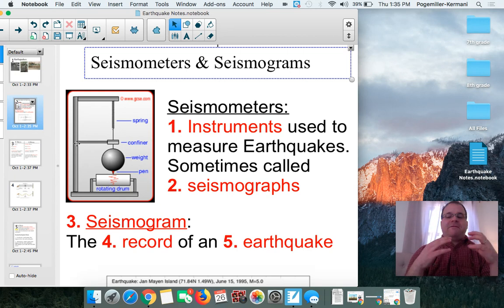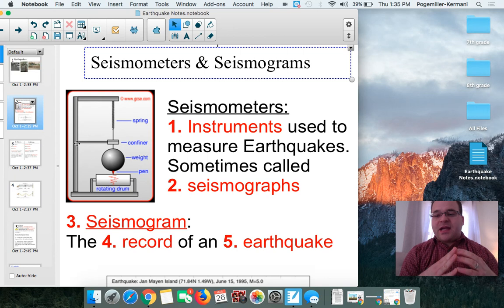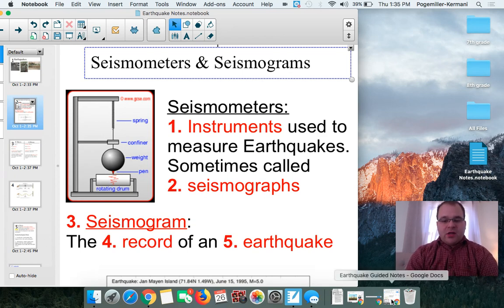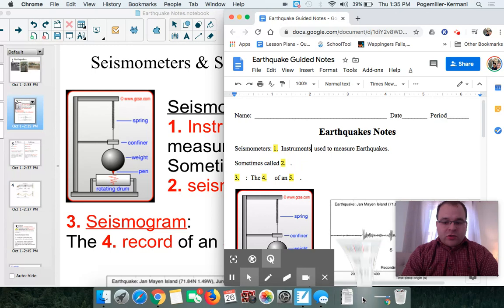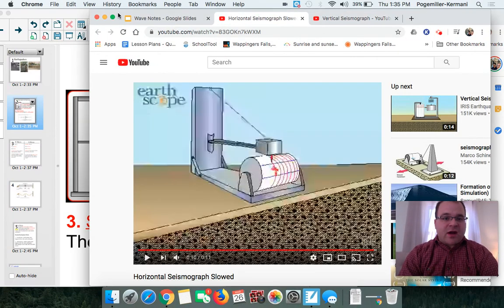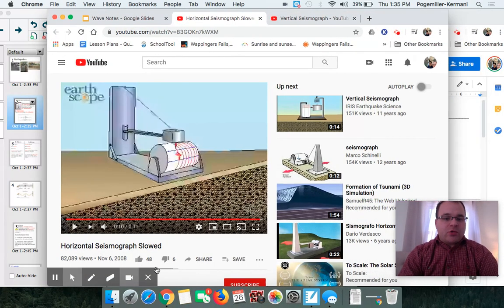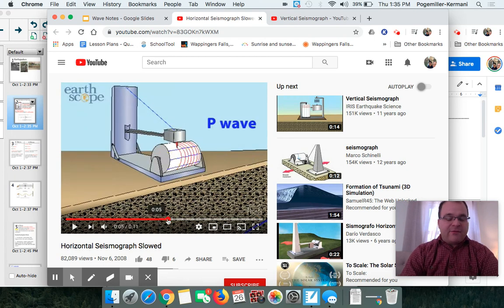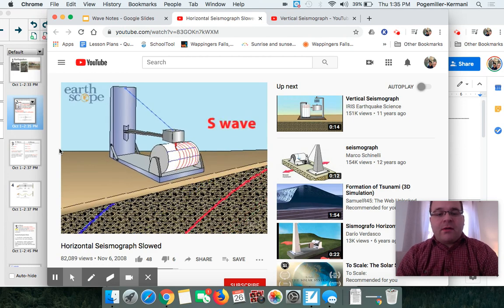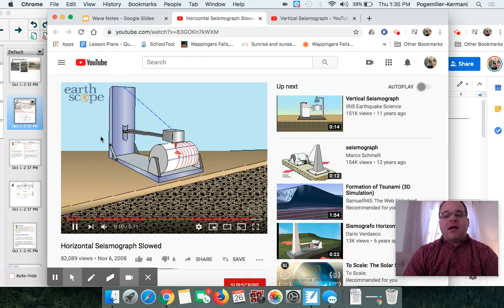And if there's no seismic activity happening, no earthquakes or anything like that, the pen will just make a straight line. But as soon as an earthquake comes to the Earth's surface, it's going to record that on that rotating drum. So, for example, if I show you this seismograph right here, this is showing you what happens when the wave hits the seismograph. So notice the P wave comes, it shakes it, then an S wave comes and shakes it.